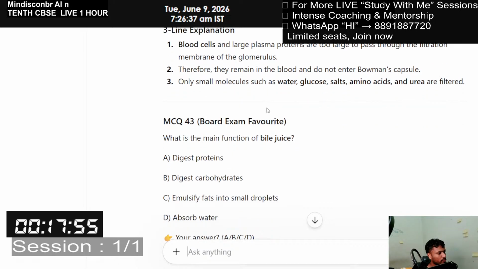What is the main function of bile juice? Emulsify fats into small droplets.